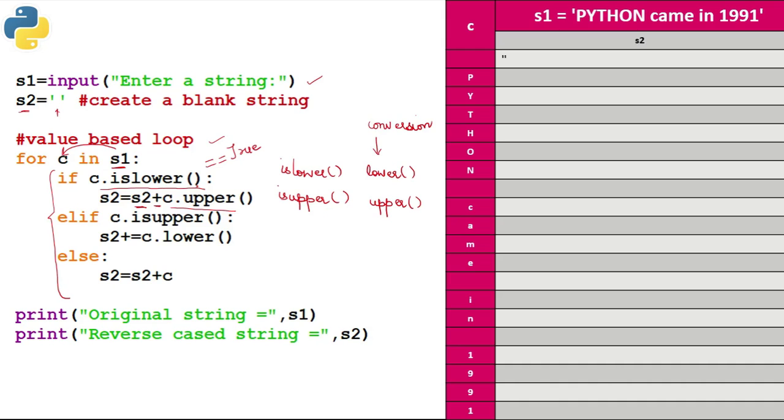So like if C dot is lower, the character that is being fetched in the current iteration is in lowercase, then we have to convert that character into uppercase. So I'll write C dot upper, and I have to add this to the current value of my S2 string, the second string, and then the result of this has to be assigned back to S2. Fine. So S2 will be updated with every iteration. Either it will get the uppercase equivalent of the lowercase character of the current iteration, or it is going to get the lowercase equivalent of an uppercase character in this current iteration.